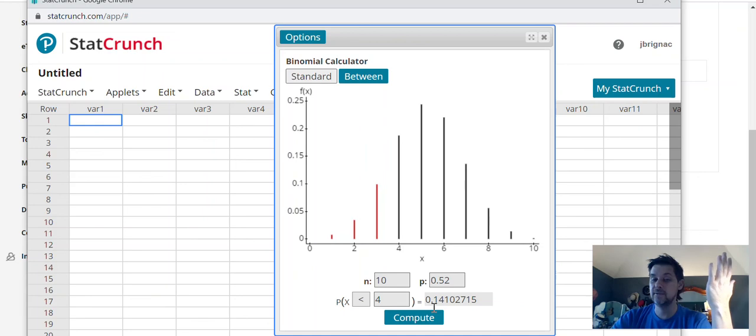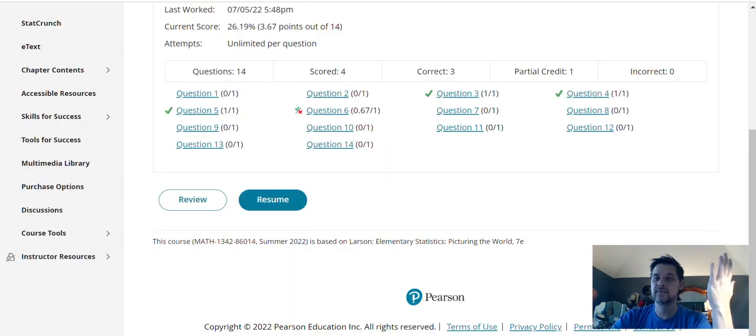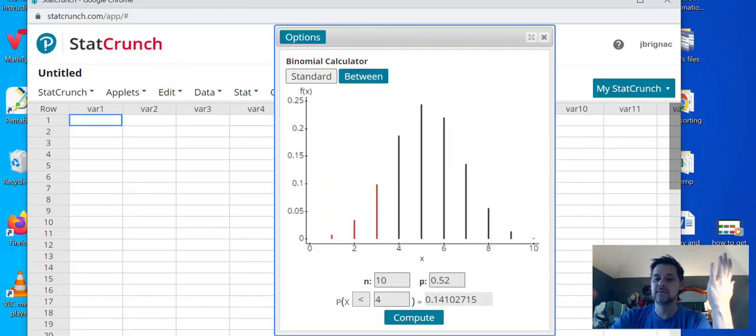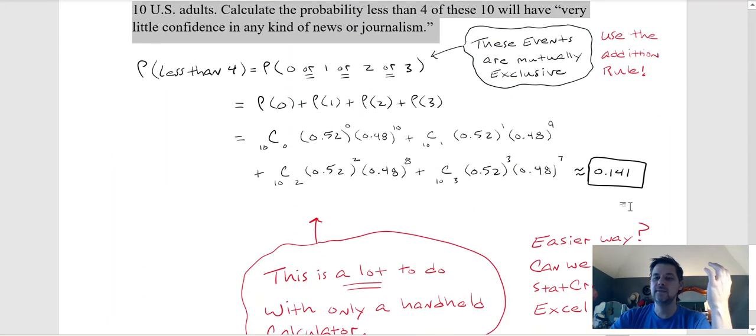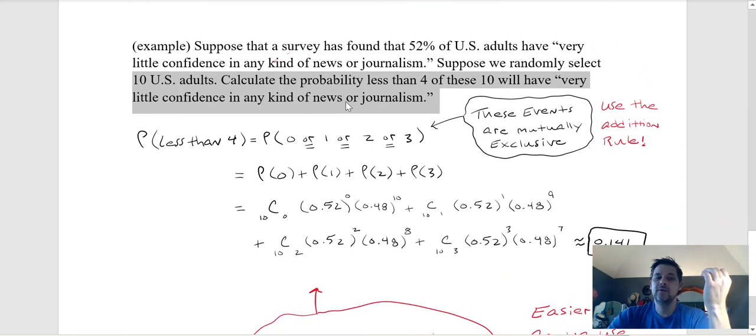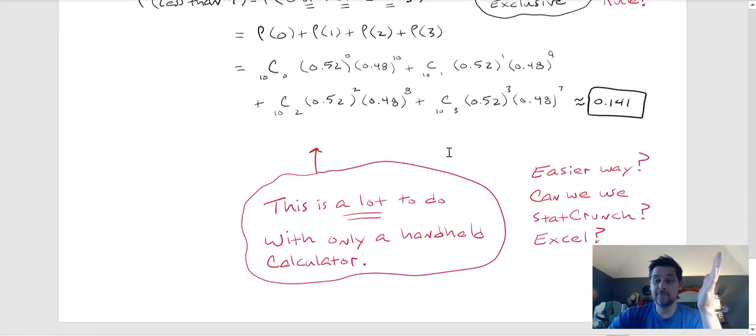See that number is 0.141. That's what I got, 0.141. I did it by hand. It was really hard to do. I got the same number, okay? So yeah, you're going to most, if not almost all the time, use StatCrunch to do the binomial probability calculations. But I have the whole story in the video, okay?